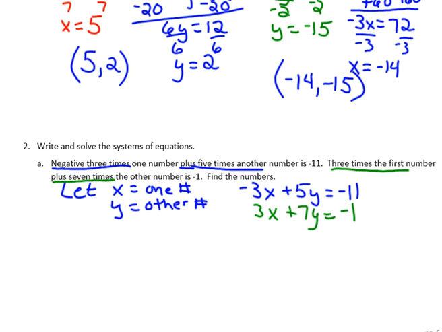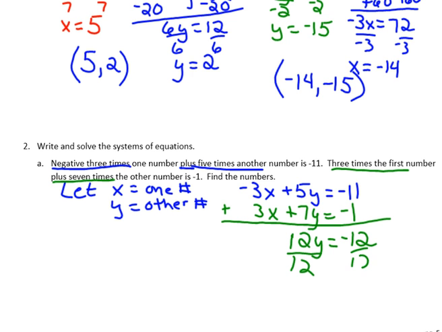So now I still want to try to solve these using elimination. If I look, I have 3 for the x's, one's positive, one's negative, so I can eliminate the 3 simply by adding these two together. So those are going to cancel. -3x plus 3x cancels out. 5y plus 7y is 12y. -11 plus -1 is -12. Finish solving, and I get y is -1.